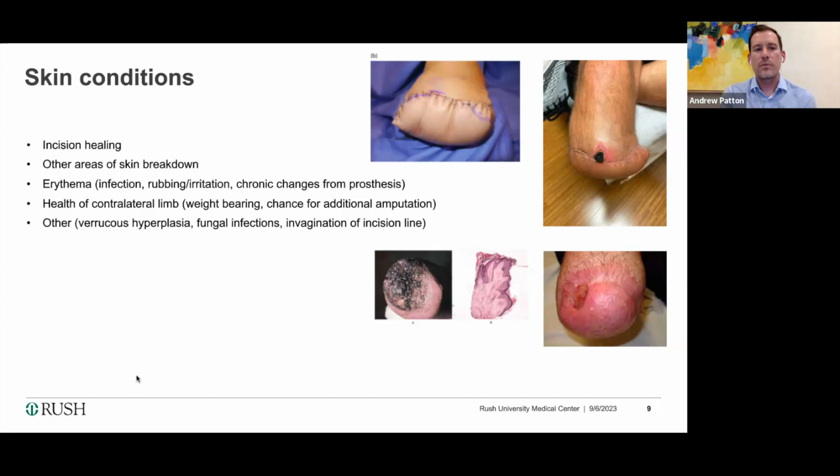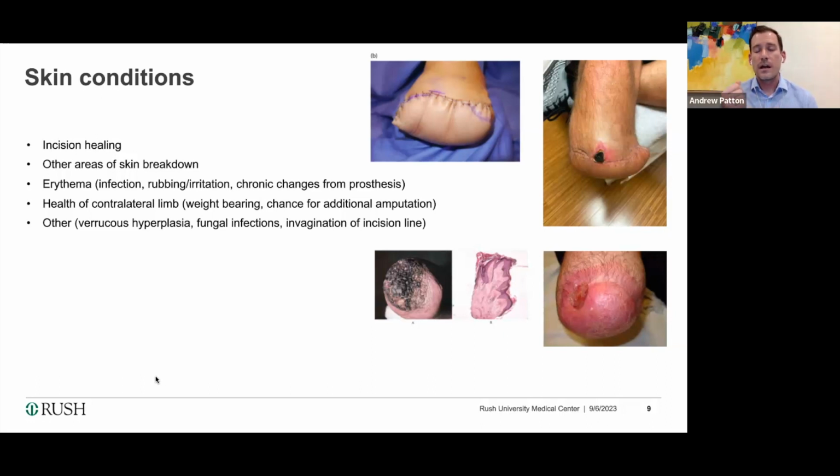Like I mentioned before, the health of the contralateral limb is really important, and you want to check the skin on that side too, because this person obviously got themselves into a little trouble. I'm not insinuating it's their fault, but they maybe had a wound on the other side and it got bigger and worse, and then they had to have an amputation. You want to make sure the other side is getting proper care too, so that it doesn't also end up in an amputation.